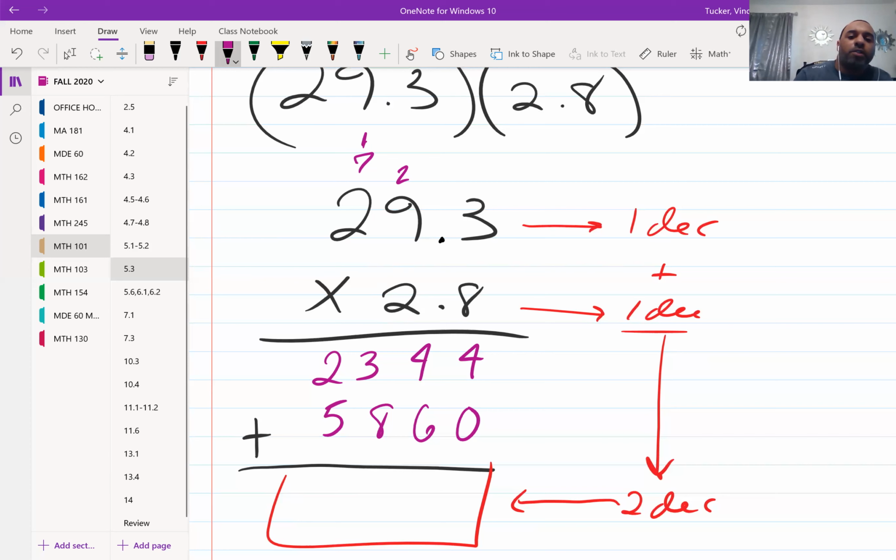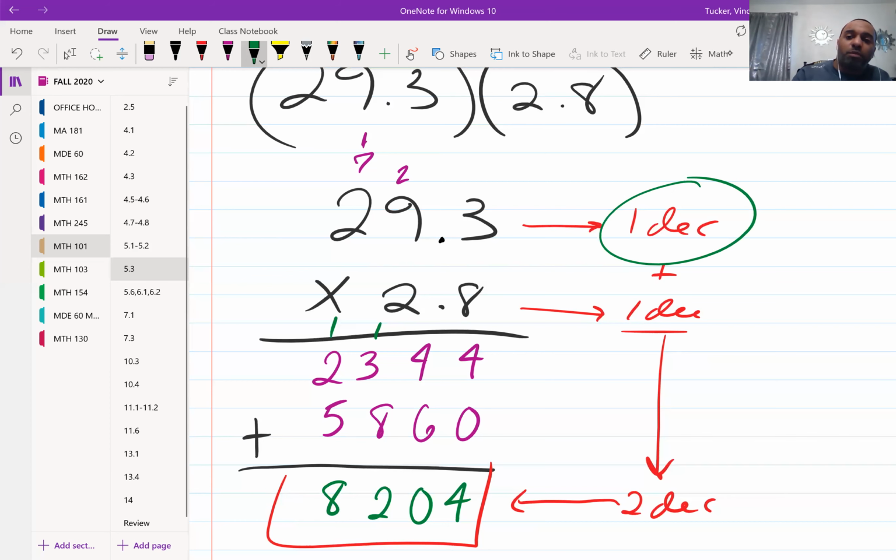All right, so now you add up your numbers. 4 plus 0, let's go green. 4 plus 0 is 4. 4 plus 6 is 10, carry your 1. 8 plus 3 is 11, plus 1 is 12, carry your 1. 5 plus 2 is 7, plus 1 is 8.